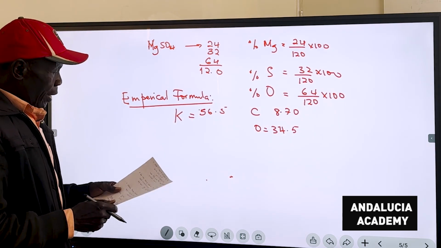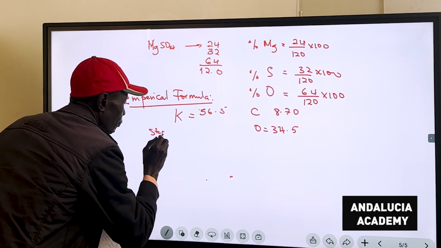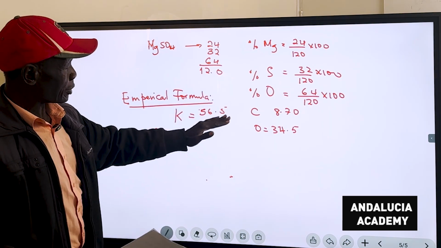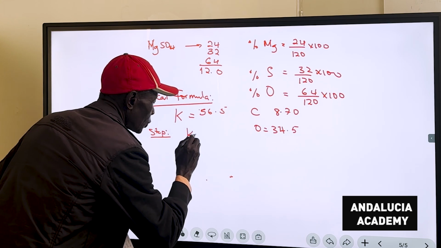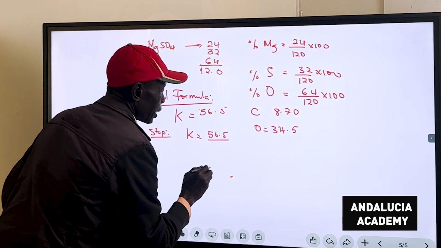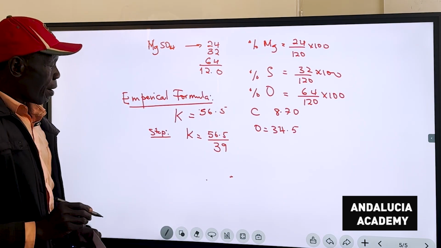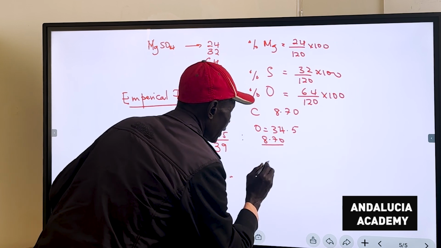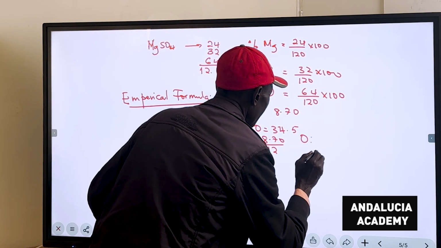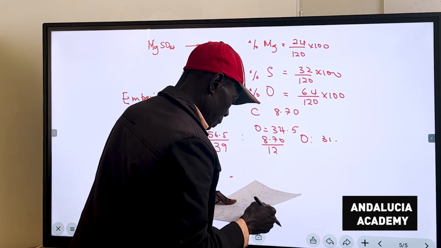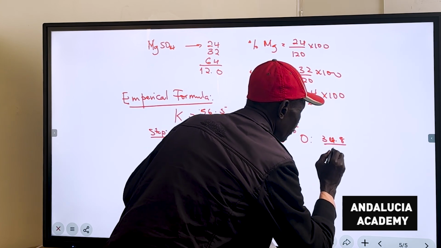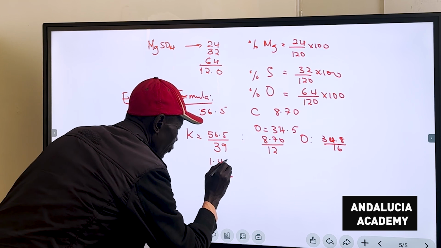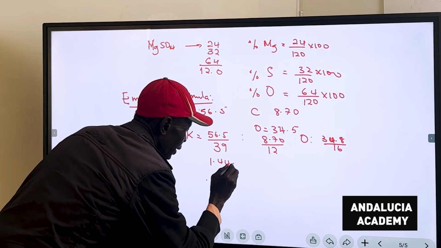But what are we going to do? First of all, step 1, change these masses into moles. How do you do it? The formula, mass over relative formula mass, which means for potassium, we are going to use AR, which is 56.5 over, potassium's relative atomic mass is 39. Because we want to get whole number ratios, then for carbon will be 8.70 over 12. And then for oxygen will be 34.8 over 16. Now, when you calculate this, you'll get 1.4487.